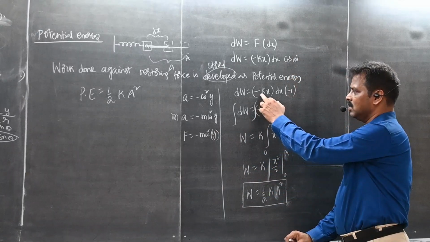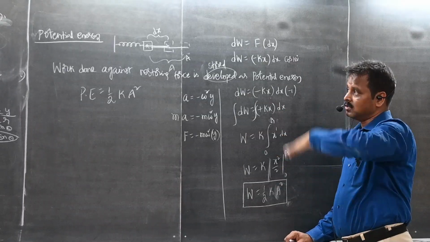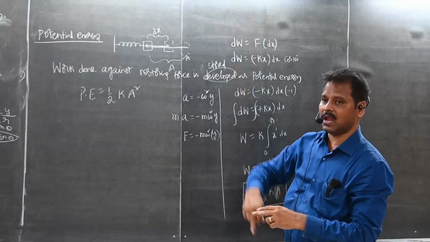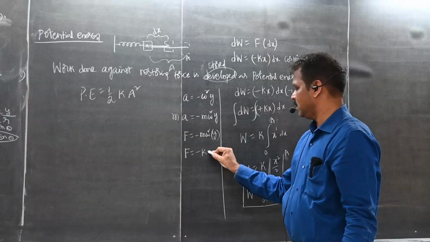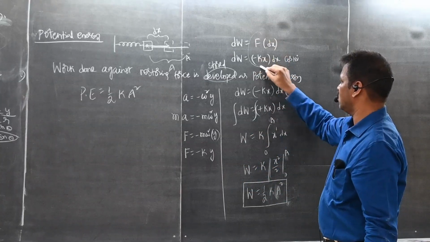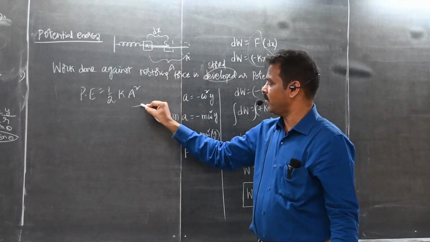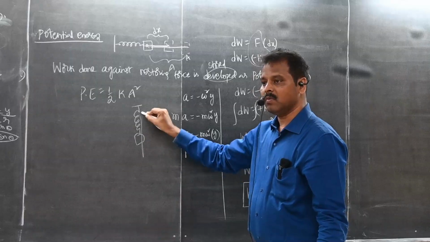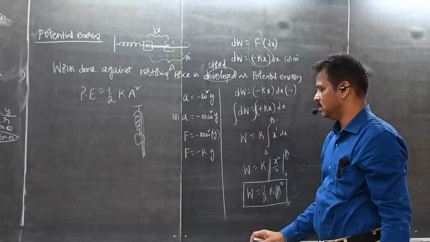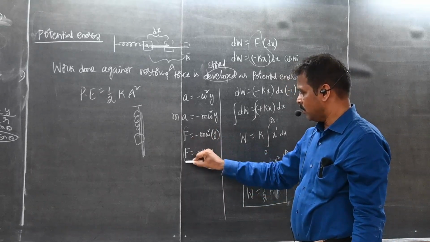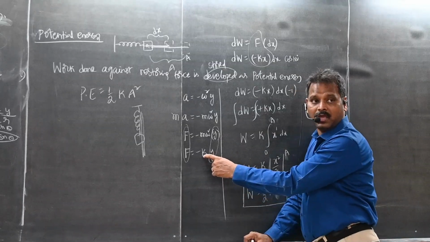Here I took F is equal to minus kx. Can I take F is equal to minus ky? If the particle is moving along the x axis, F is equal to minus kx. If the particle is moving along the y axis, then I will take F is equal to minus ky. In this diagram the particle moves along the x axis, so minus kx. Now compare this one, students: F is minus m omega square y and F is minus ky. What is k? What is the spring constant k?